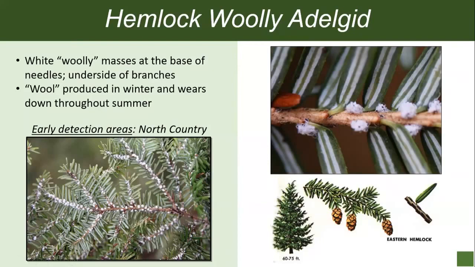And another important note for identifying this species is that you have to also know how to identify the host plant, so hemlocks. For anyone who's not familiar, it's a conifer, so you'll see these cones. And another key identifying feature are these white stripes that you can see from the underside of the branch.